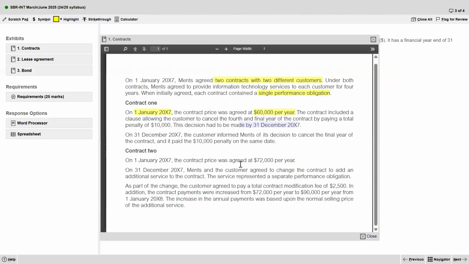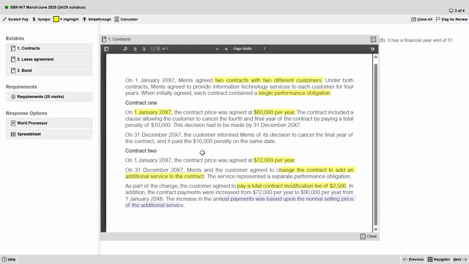Contract 2: on 1st January, the contract price was agreed at 72,000 per year. At 31st December, the customer agreed to change the contract to add an additional service. The service represented a separate performance obligation. As part of the change, the customer agreed to pay a total contract modification fee of 2,500. In addition, the contract payments will increase per year from 1st January X8. The increase in the annual payments was based upon the normal selling price of the additional service.